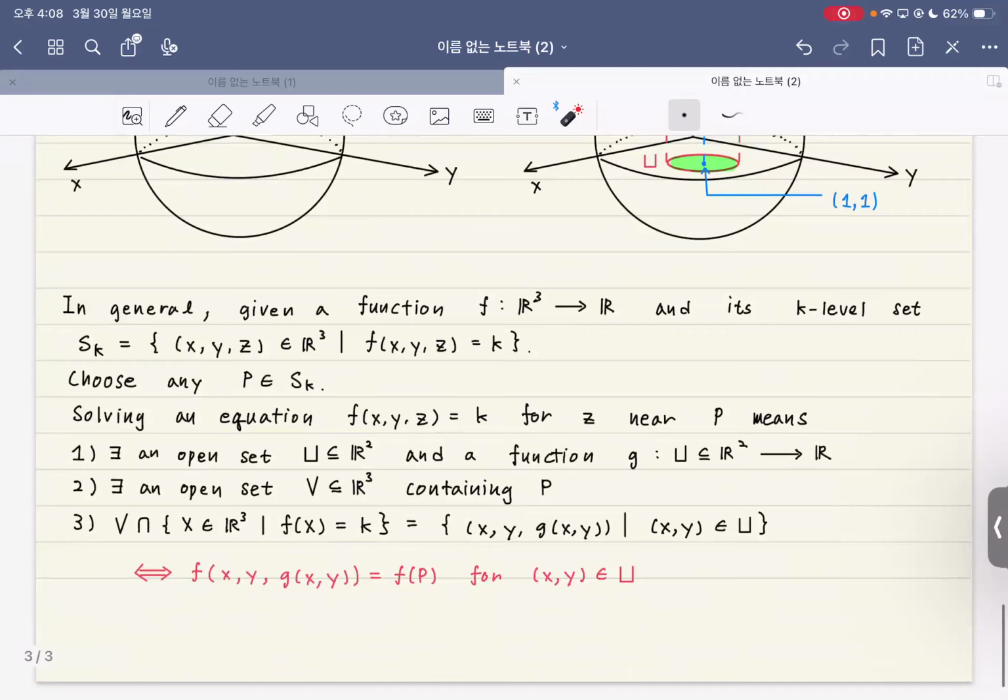So in other words, in f(x, y, z), the z coordinate has been replaced by g(x, y), and if this is the same as the level set, f equals f(P), then if you can find such three things, open set U, open set V, and a function g satisfying condition number 3, then we can say we were able to solve this equation for z around P.